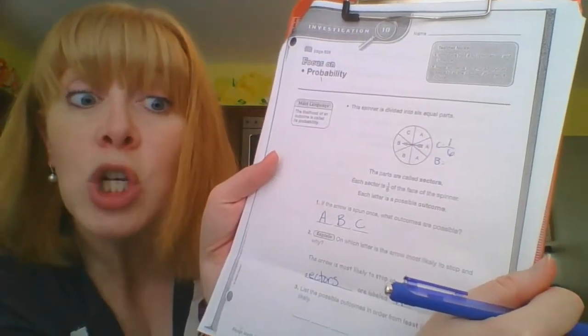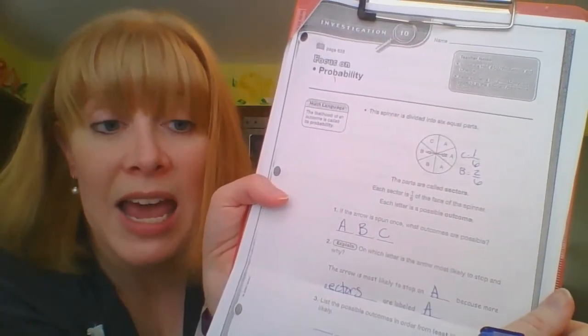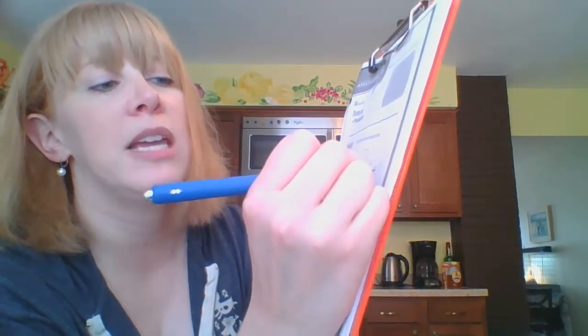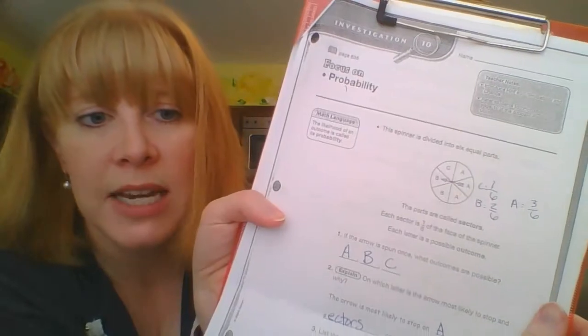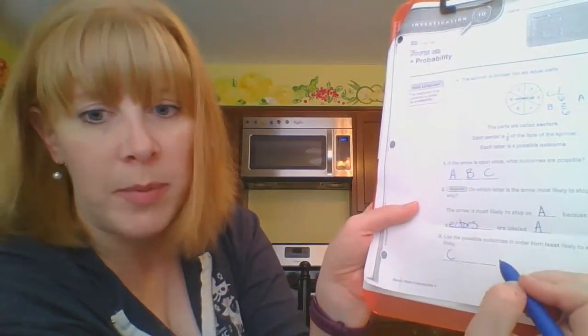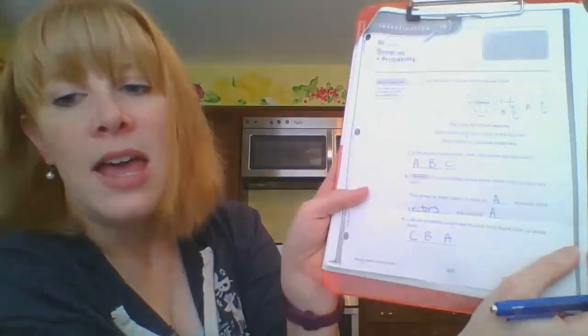The chance that I'm going to get a B would be 2 out of 6. And the chance that I'm going to get an A, which we already said was the most likely, would be 3 out of 6. So my least to greatest choices or probability would be C, B, A. A is the most likely, so it's going to be at the end if I'm going least to greatest probability.